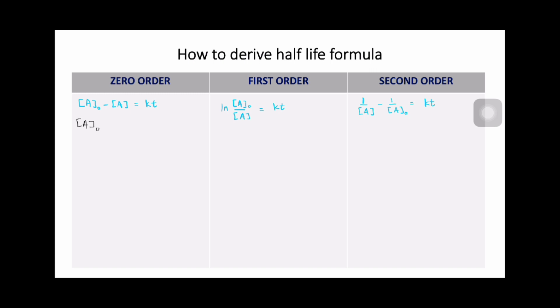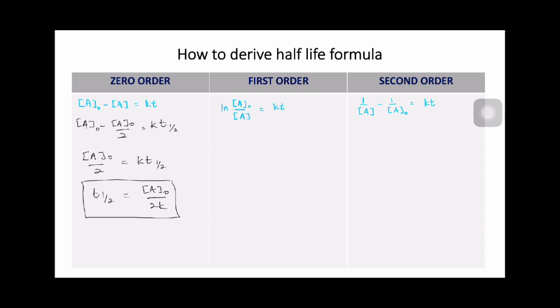So now, let's substitute A with A0/2. And the T we substitute with T1/2, half-life. Then you will get A0/2 is equals to KT. And T or half-life is equals to A0/2K. So this is the half-life for zero order.